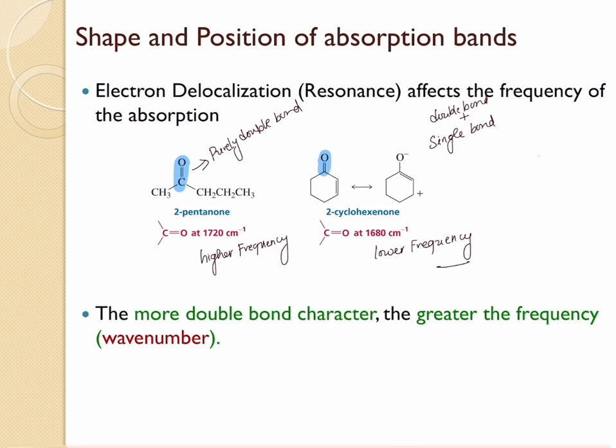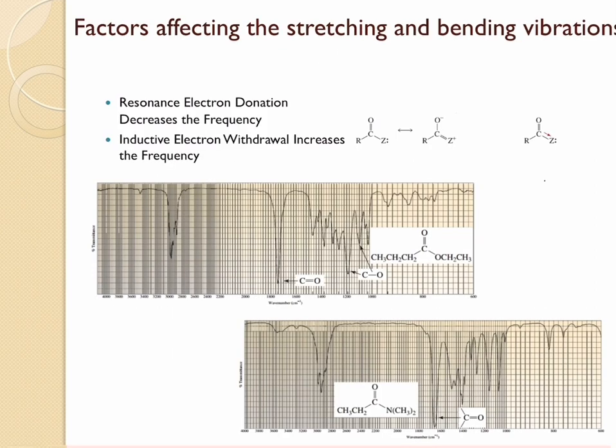So the electron delocalization has affected the bond order, which in turn has affected the frequency of the stretching vibrations. According to what we have talked about now, the electron donation by resonance is going to decrease the frequency of the carbon-oxygen double bond. So basically, it's going to be between a double bond and a single bond. But how is the inductive electron withdrawal going to affect the frequency of the stretching vibrations? Inductive electron withdrawal is going to increase the frequency of the carbon-oxygen double bond. Let's see how.